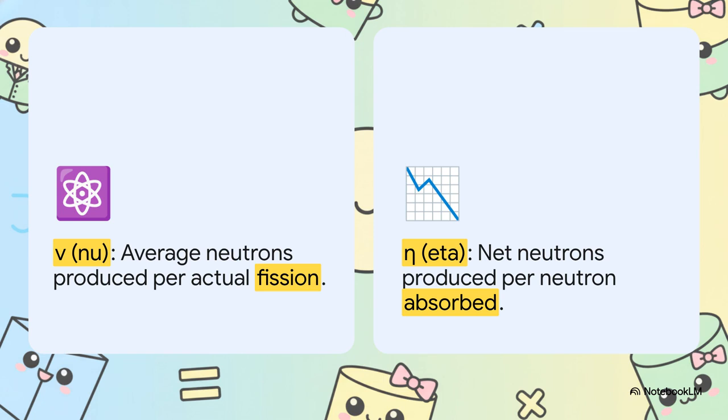Nu represents the average number of neutrons produced when an actual fission successfully occurs. But eta is the neutron reproduction factor, meaning it's the net number of neutrons produced per neutron just absorbed in the fuel. Because of this, eta is strictly less than nu. Why? Because eta has to account for all those times a neutron is absorbed by the fuel but completely fails to cause a fission. It's basically the difference between the ideal birth rate of a successful split and the actual effective birth rate every time a neutron just hits a fuel rod.